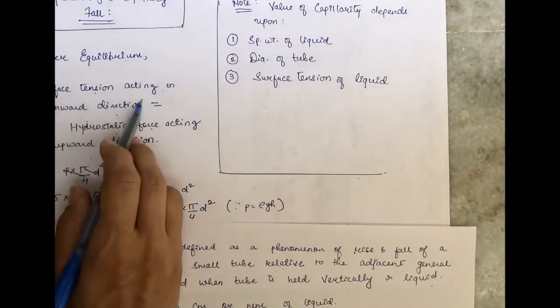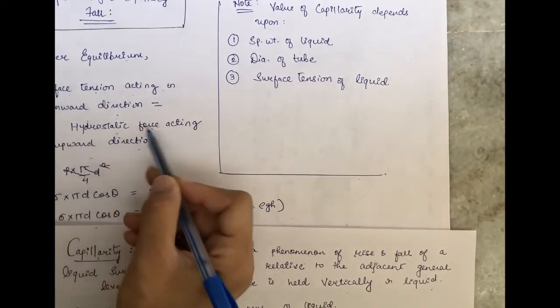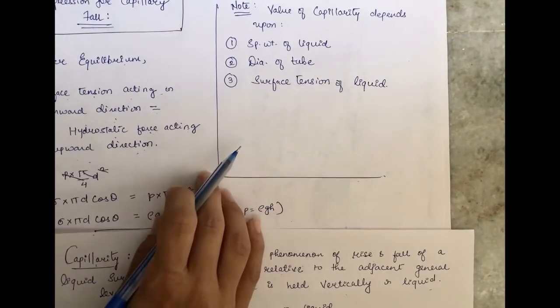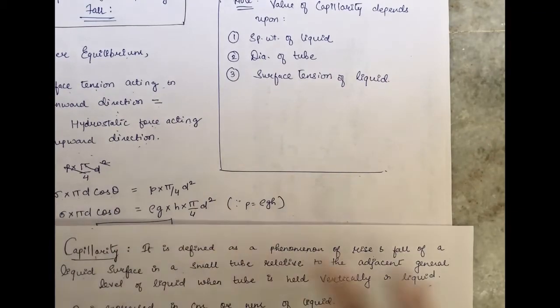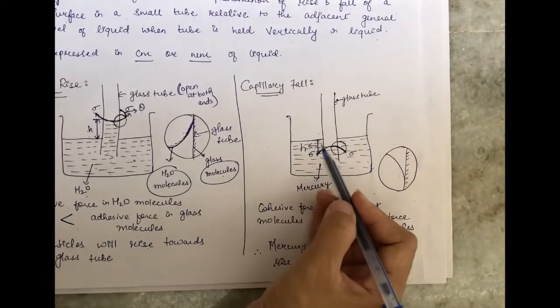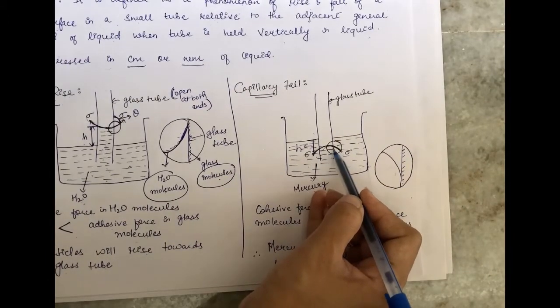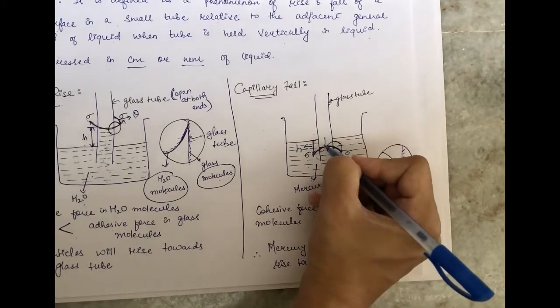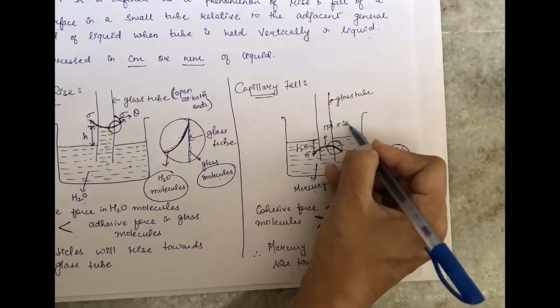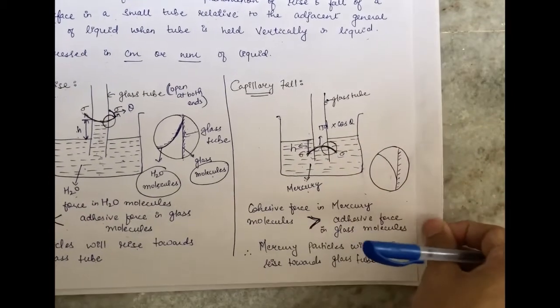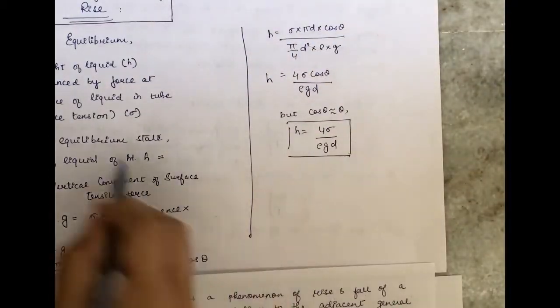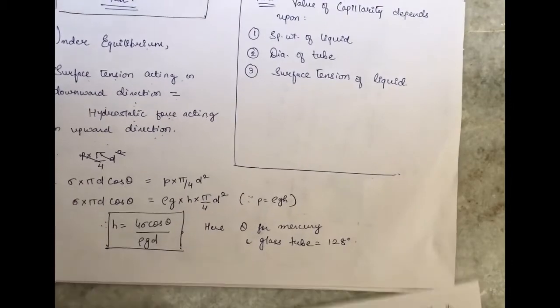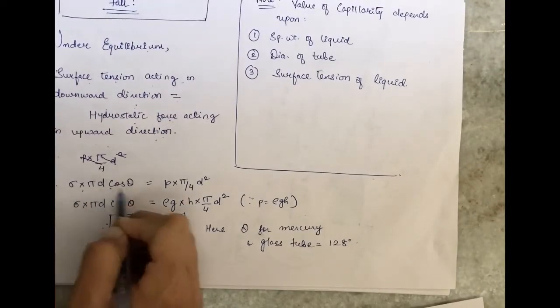Okay, so let's compare both the forces. The surface tension is acting in downward direction and it is equal to the hydrostatic force acting in upward direction. Surface tension acting in downward direction is sigma into pi d into cos theta. Sigma is the surface tension, and pi d is the circumference of the tube. This is multiplied by cos theta. So the surface tension acting in downward direction is equal to sigma into pi d into cos theta.